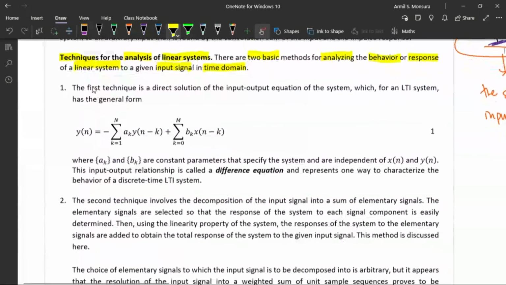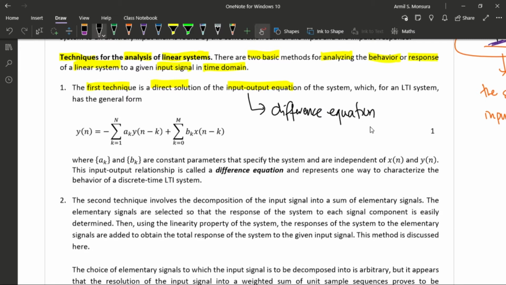So, the first technique is a direct solution of the IOR. We already called this IOR, which we also called a difference equation in our discussion last time. Your difference equation has this as the general form. So remember that when it is an IOR, the output sequence is always isolated on the left side.